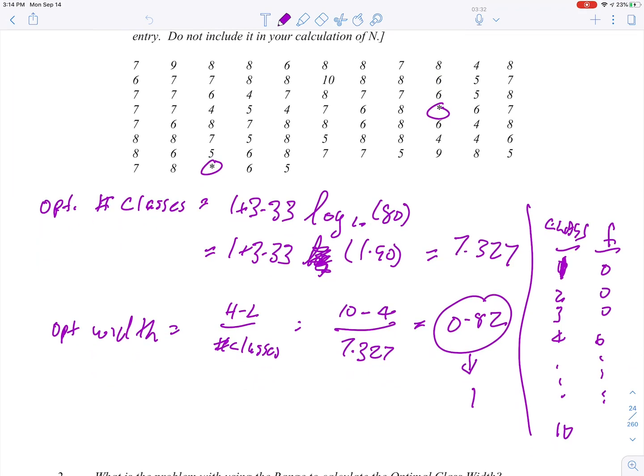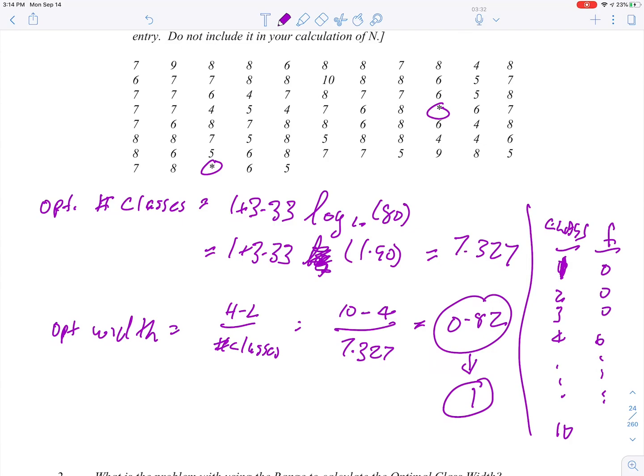Okay, so when I take a look at this, I say, isn't it obvious that we should just have classes of 1 to 10 and count up how many there are? And the answer is yes. The only thing that Sturges' method does in terms of this is to tell you that the class width should be 1 instead of something like 2, okay? So there's very little value in that.